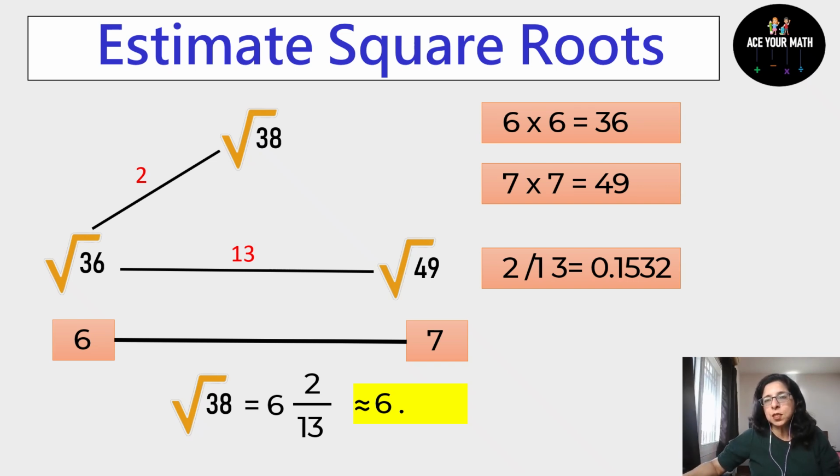What are the two digits after the decimal? It is 1 and 5. If you are considering two digits, always look at the third one. If the third digit is 5 or greater than 5, then you will make the previous digit 1 higher. Since it is 3, it is less than 5, so we will leave it as it is. So you can write square root of 38 as approximately 6.15, because we are considering up to two decimal places. I hope it is clear to you.